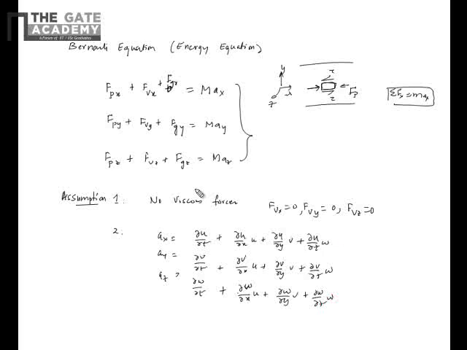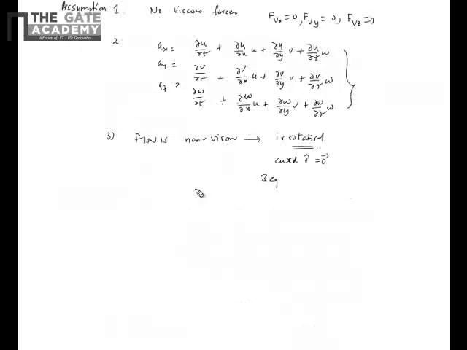Okay, so now you have to use these equations at the back, and because the flow is non-viscous, it's irrotational. Okay, and so if it is irrotational, your curl of velocity vector is 0, and you get three equations from them.